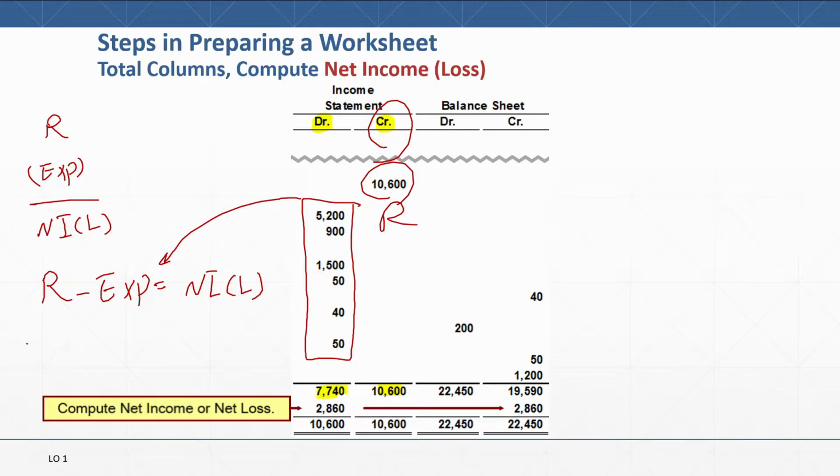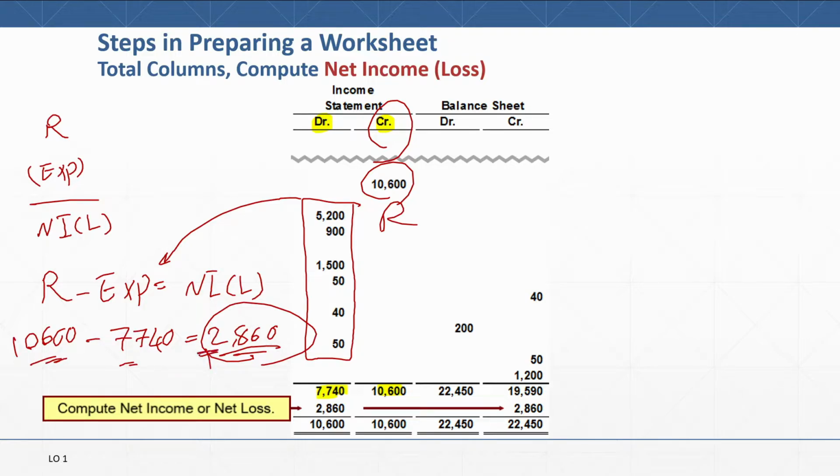So here revenue is 10,600 minus 7,740, and the difference is 2,860. This difference, of course, revenue is more than our expenses. This is a positive number, which means it is net income. This difference is our net income, and we add it under the debit column to balance our debit and credit columns. Okay, so we put the difference to make our debit and credit column equal.